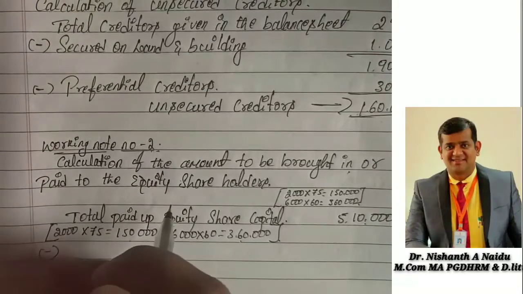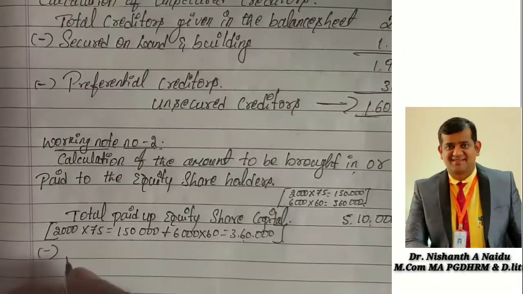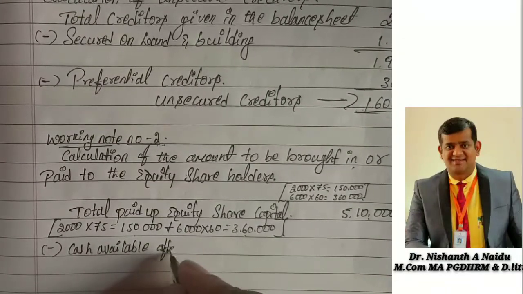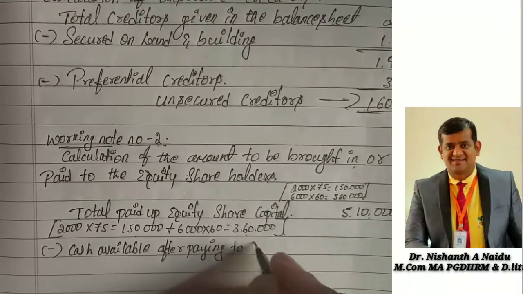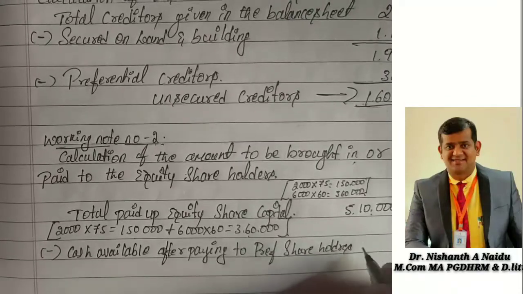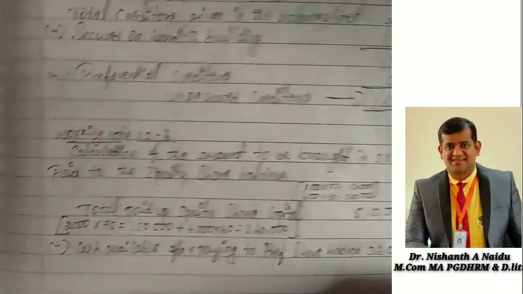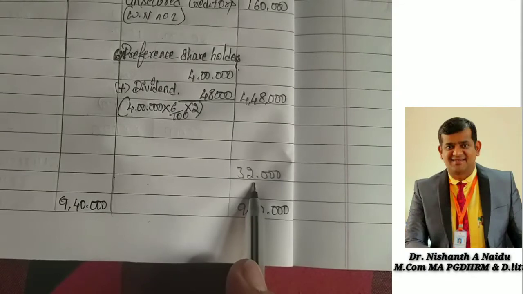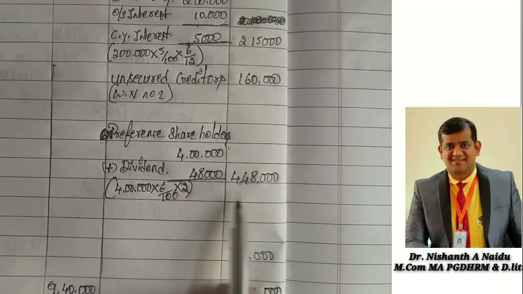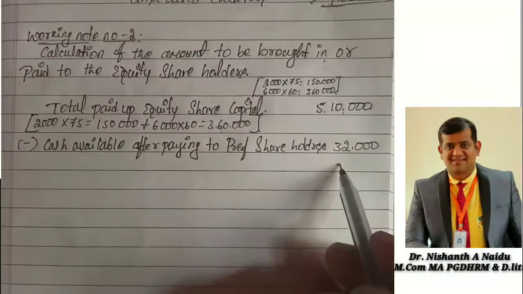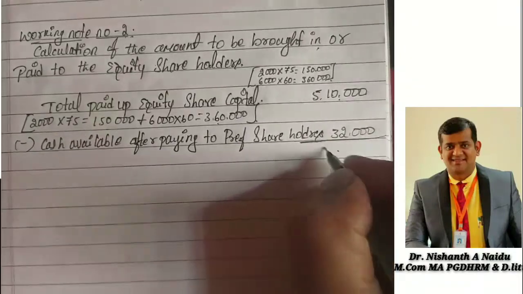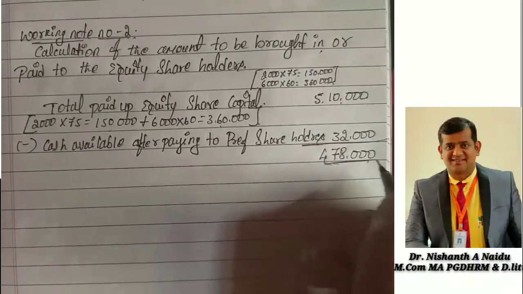Less: now deduct cash available after paying to preference shareholders. How much is left? Cash available is only 32,000. I have only 32,000 which I can distribute among the equity shareholders after settling the preference shareholders. Getting my point? So I deduct 5,10,000 minus 32,000, which equals 4,78,000 rupees. So this is the loss.